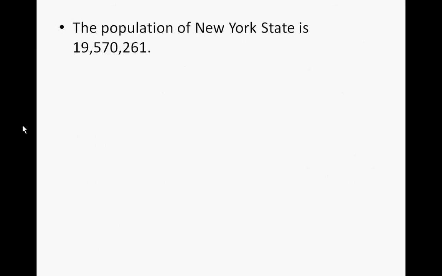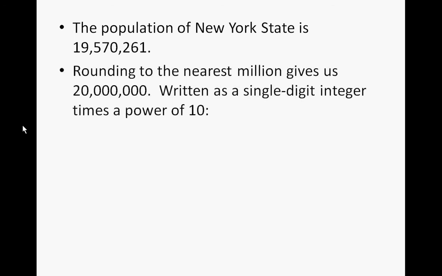So the population of New York State is 19,570,261. Rounding to the nearest million gives us 20 million, and we write it as a single-digit integer times the power of 10. Now remember, just because we say 20 million, that is not a single digit. So 20 million is 2 times 10 to the 7th power, or 2 times 10 million.